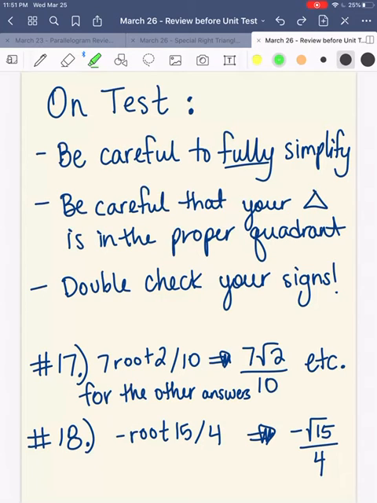Okay. The only thing about the test is these couple of things. All right. So fully simplify. Do not leave this. The square root of 50 can simplify. That's just an example. The other big thing that we sometimes messed up on is the quadrant. So remember to read the question carefully about knowing, is it in quadrant 2, quadrant 1, quadrant 3, etc. And then there are a couple places you want to check your signs.